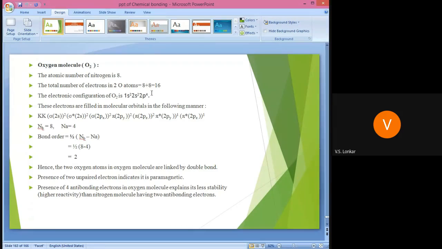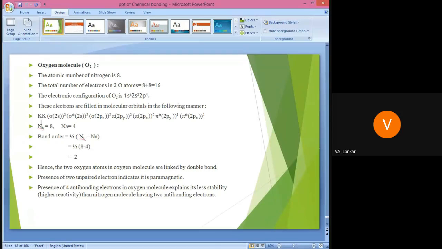Okay, and we have to add these 12 electrons into the molecular orbitals. We do not consider the 1s2 electrons, because these are present in the inner shell. Only the valence electrons are considered while filling electrons into the molecular orbitals. Then see, these electrons are filled in the molecular orbitals in the following manner.